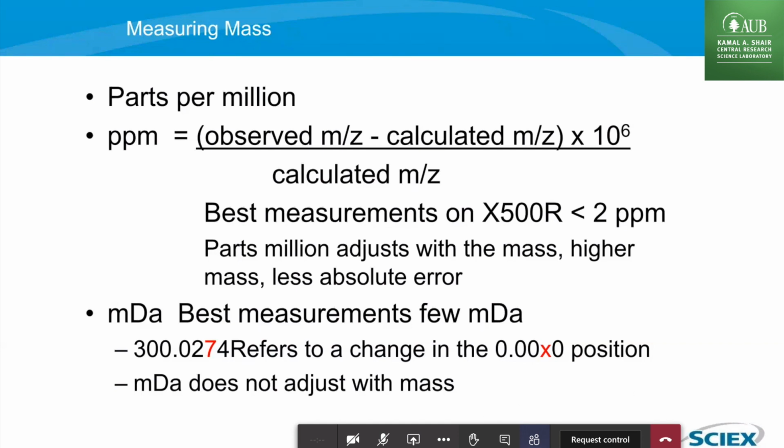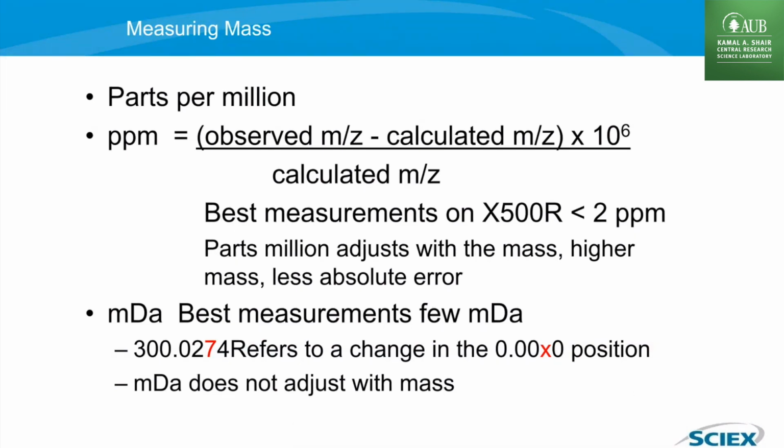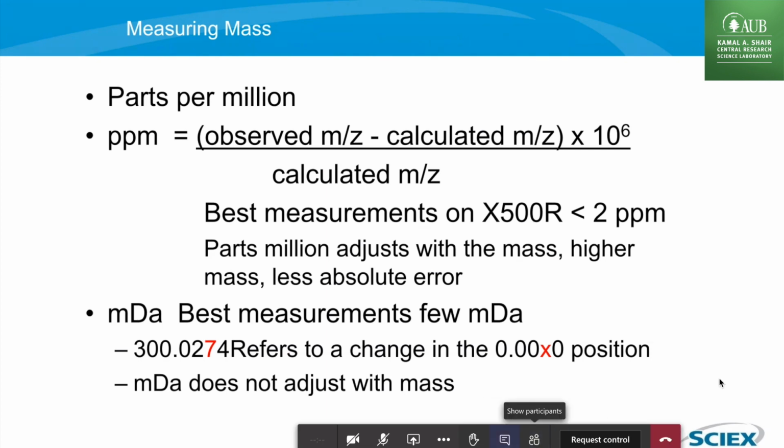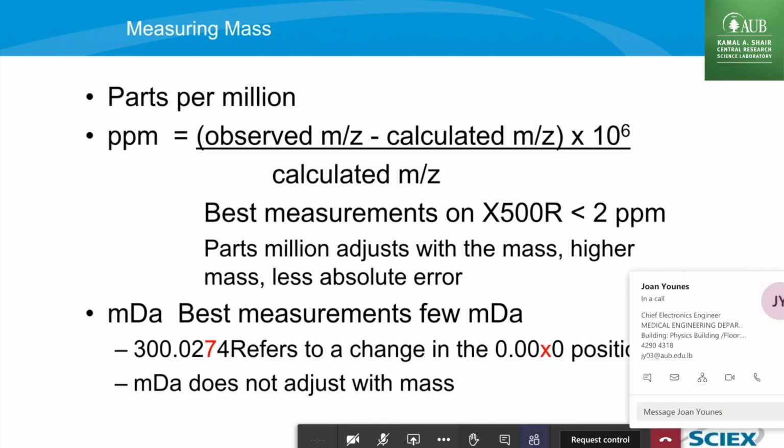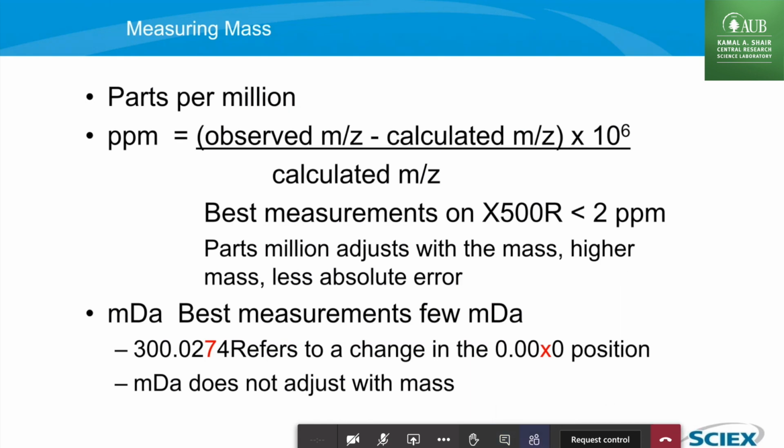All right, so now we talked about the basics of the physical chemistry of what we are doing. Let's talk about how we make the measurements. So this is now measuring mass. There are two ways that are common in measuring mass. Parts per million is one of them, and you may hear people talking about that when they talk about ppm, right? Parts per million is ppm. That's probably the most common.